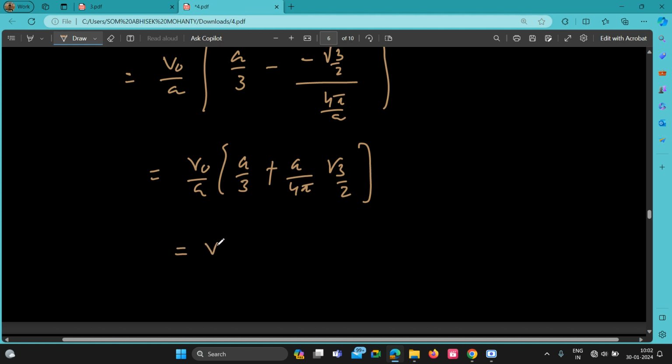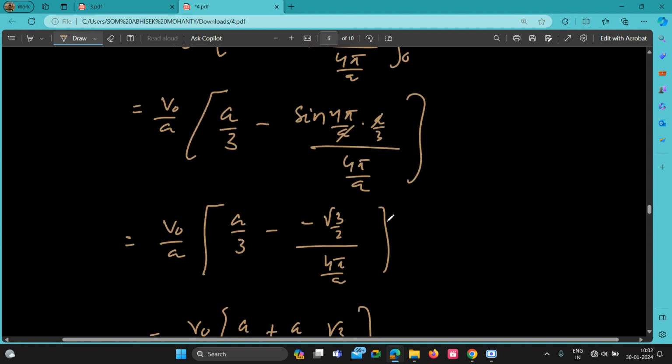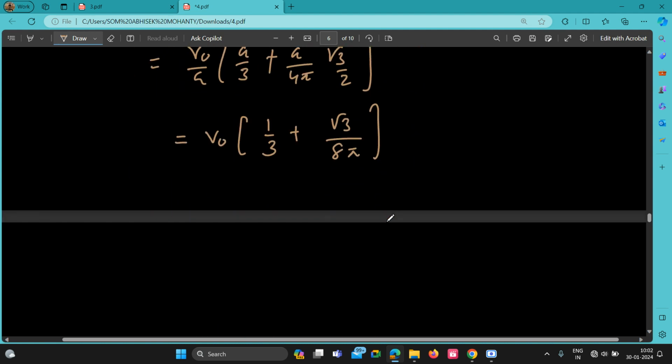So a goes out, a got cancelled, 1 by 3 plus root 3 by 8 pi. Okay, this will be the answer, root 3 by 8 pi. So if you calculate it, you will get it as 0.33 V naught. Okay, see, so easy it is. It's very easy.